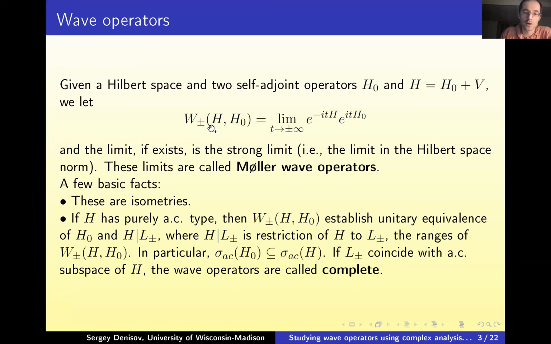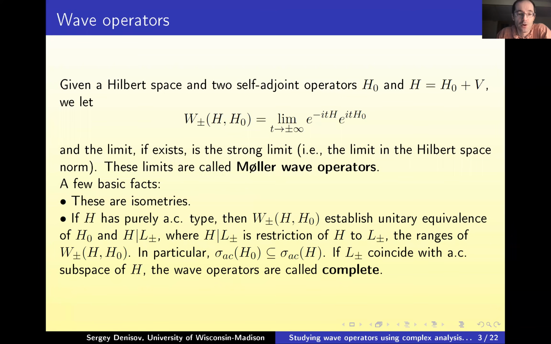They are defined that way, for this pair H naught and H. So give me two operators, as long as these operators are self-adjoint, I can in principle form this limit, and the question is whether this limit exists or not. Okay, so what are they good for? What can you say if these Møller operators exist? You can actually say a lot.